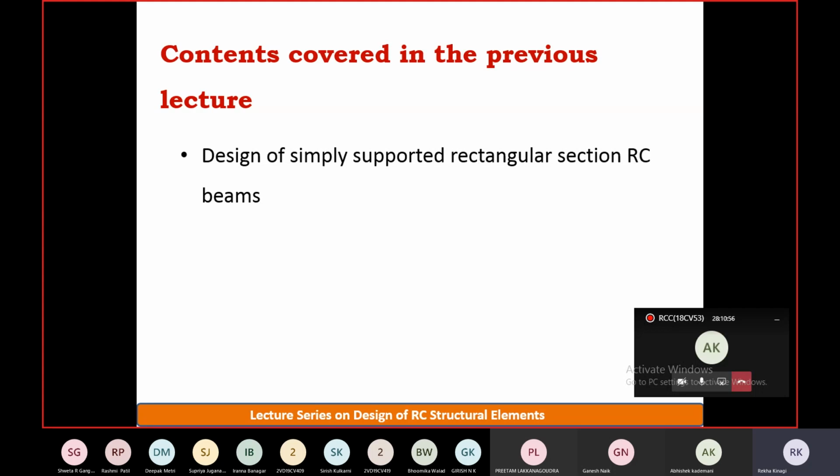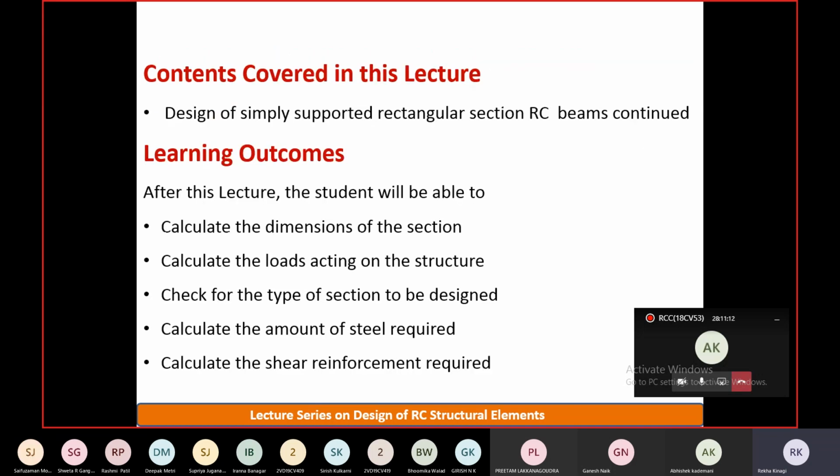Along with that, we also compared the value of Mu limit, that is the limiting moment of resistance, with the design moment. By the comparison, we got that the section has to be designed as a doubly reinforced rectangular section. Today in the present session, we are going to decide based upon whether Mu is less than Mu limit or Mu is more than Mu limit.